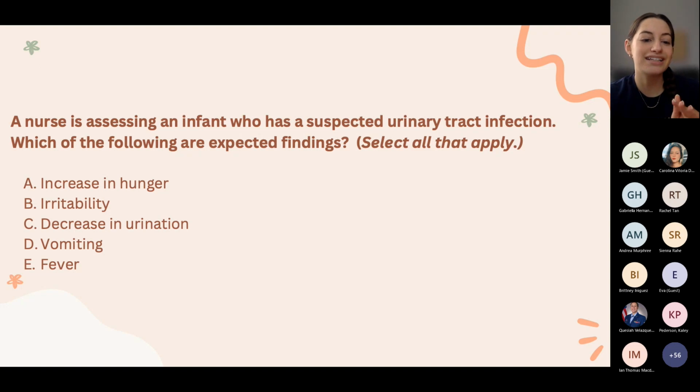Hang on, this is for you guys. The correct answer is B, D, and E. You would have a decrease in hunger for infants, and you would have an increase in urination. They would be irritable, they could have vomiting, and they would have a fever. Sorry, I feel like I totally confused you guys. I was reading off of this and not saying it correctly.